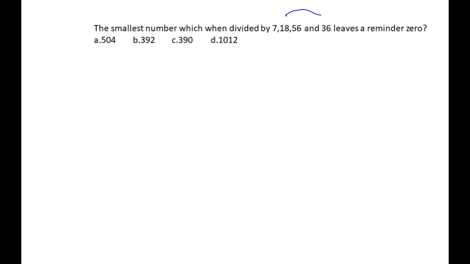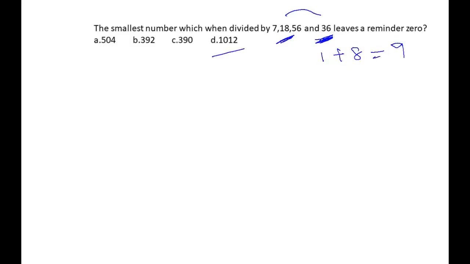So you have two numbers, 18 and 36 here. Both these numbers are divisible by 9. So our answer should also be divisible by 9. So which are the numbers which are divisible by 9? Check pretty fast. What are those numbers which are divisible by 9?